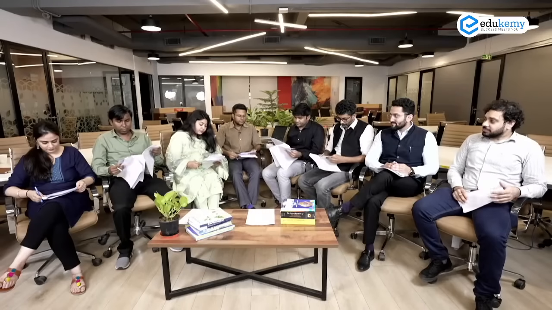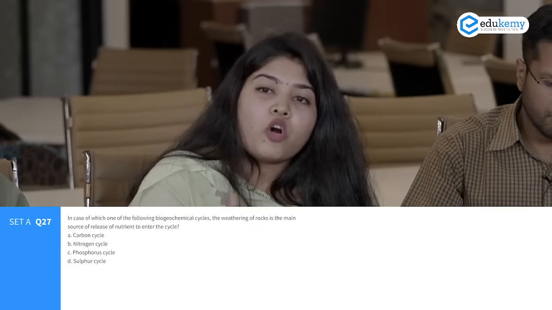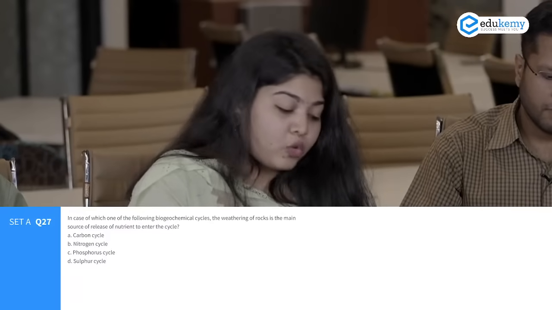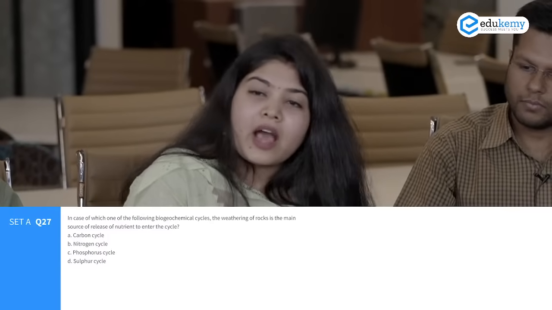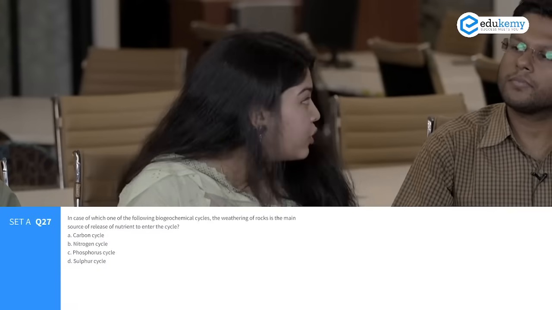As you see, they are basically asking which of the following biogeochemical cycles has the weathering of rocks as the main source of release of nutrients to enter the cycle. Now you have to know the distinction where the gas or where the rocks are involved in the cycle and what is their role. So obviously carbon and nitrogen cannot be the answer. The most apt answer for this would be phosphorus cycle. What do you say? Right?